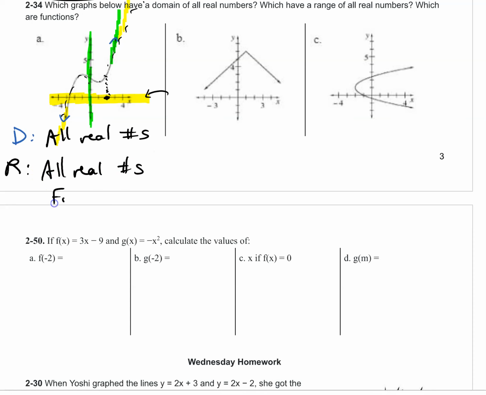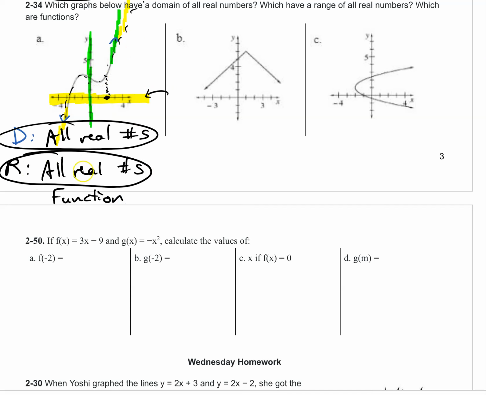And this is also a function. The tool to help you is the vertical line test. Alright, so you can draw a vertical line anywhere, and it only will strike the curve once. So that's a little tool to help you out.